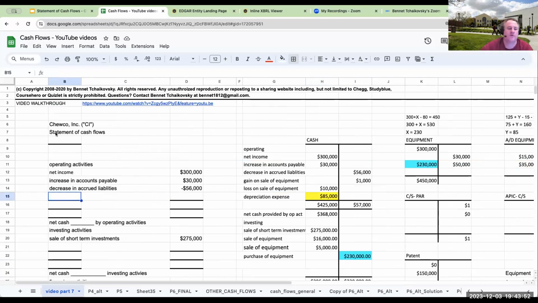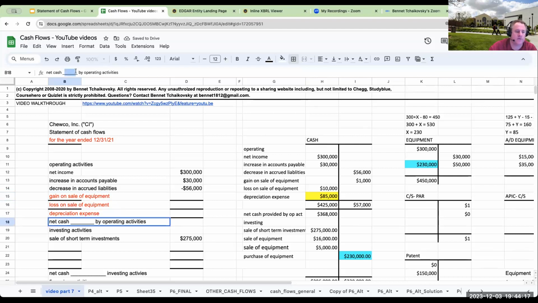When we're filling this out, we need to say for the year ended 12/31/21, right? It's for the year ended. You're going to see little letters. That's what you're going to be inputting. Over here, I'm going to have a gain on sale of equipment, a loss on sale of equipment, and depreciation expense. And this will be net cash provided by operating activities.